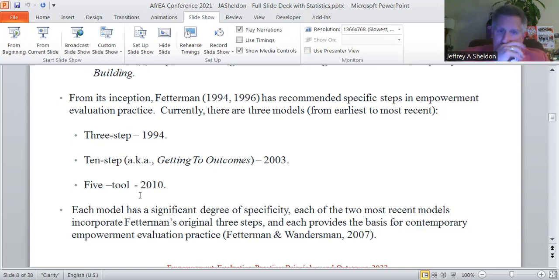All right, and regardless of which model you use or implement, the idea is that if you're going to do it the right way, then the process principles and the outcome principles will be in evidence.